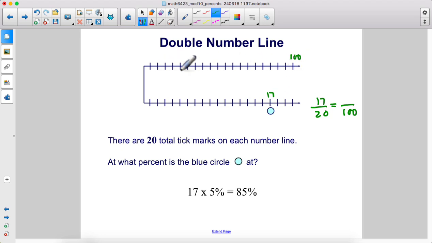We've already figured out that there's 20 evenly spaced sections. 100 divided by 20 is 5. So each one of these marks 5%. So if we go all the way up here, this is 100%, therefore this is 95, this is 90, this is 85%. 17 out of 20 is equivalent to 85 out of 100, 85%.